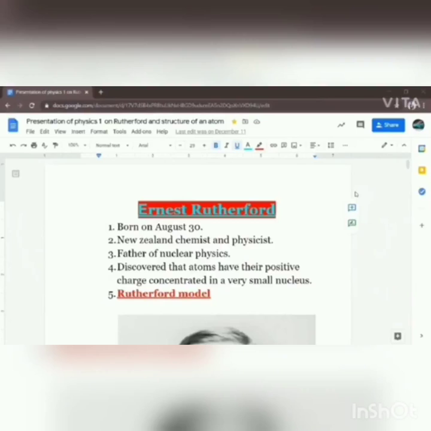Today we are going to study about Ernest Rutherford, Rutherford's model and structure of an atom. Rutherford's model was discovered by Ernest Rutherford. He was born on August 30 in New Zealand. He was called physicist and chemist. He was also called the father of nuclear physics. He discovered that atoms have their positive charge concentrated in a very small nucleus.